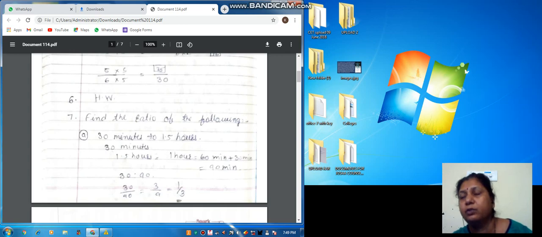See here, 1.5 means 1 hour and half hour. So 1 hour's minutes are 60 and half hour is equal to 30. So 60 plus 30 we get 90 minutes. Okay. Now see here, 30 as to 90, that means 30 upon 90, that is 3 upon 9. Then if 3 and 9 are divided, 3 1s are 3, 3 3s are 9, that is 1 as to 3. Next.